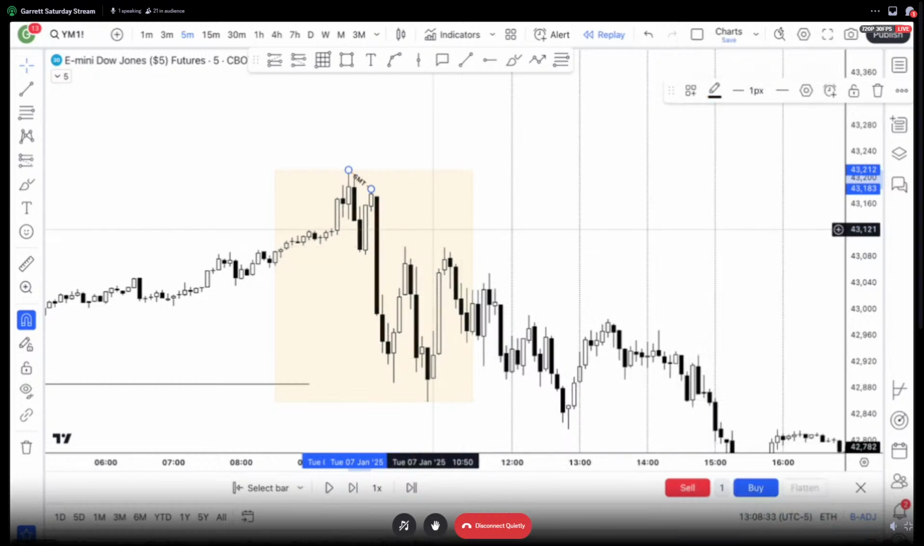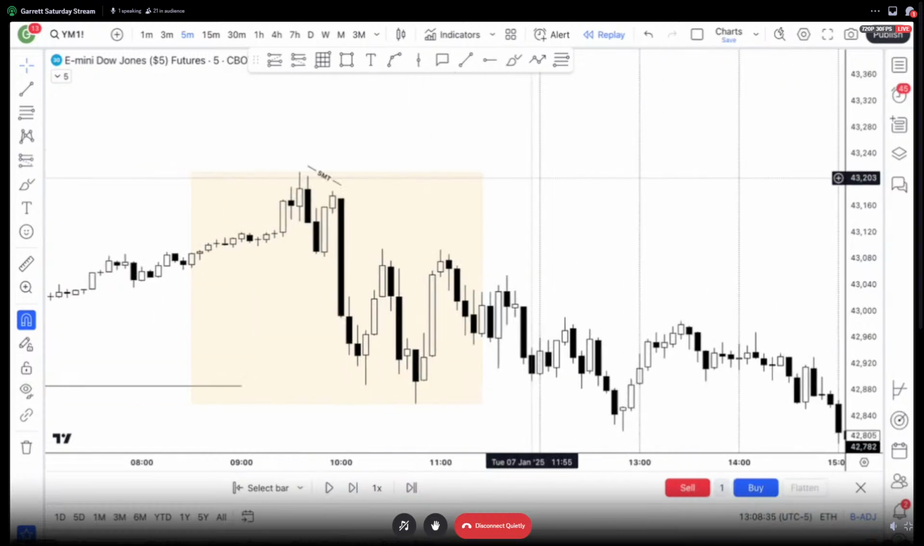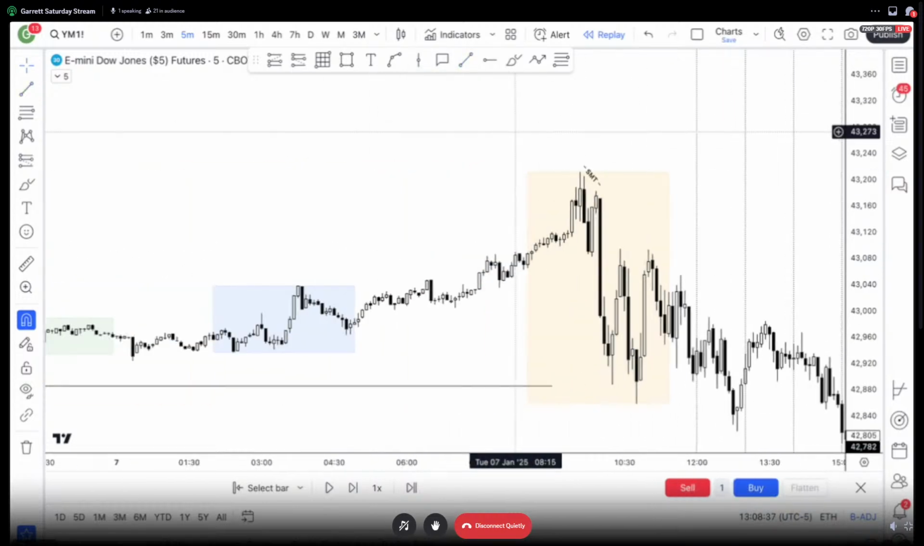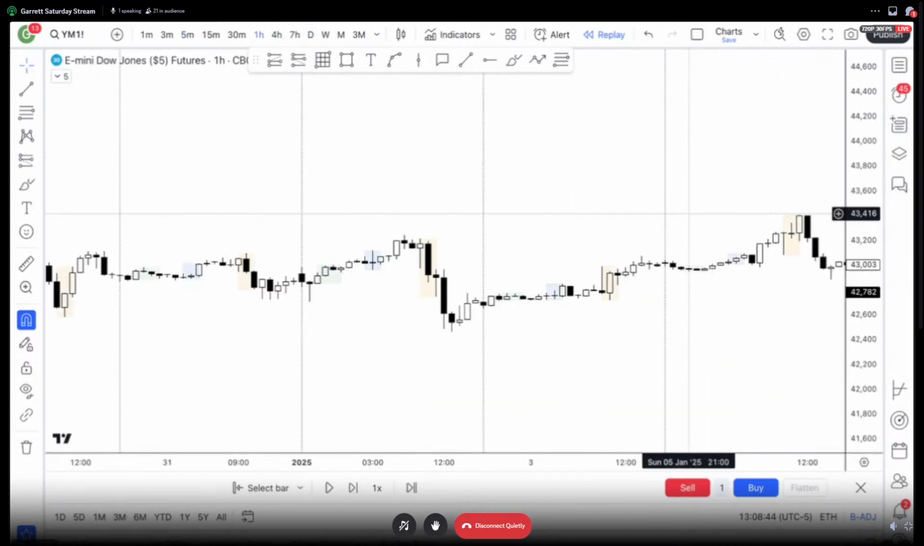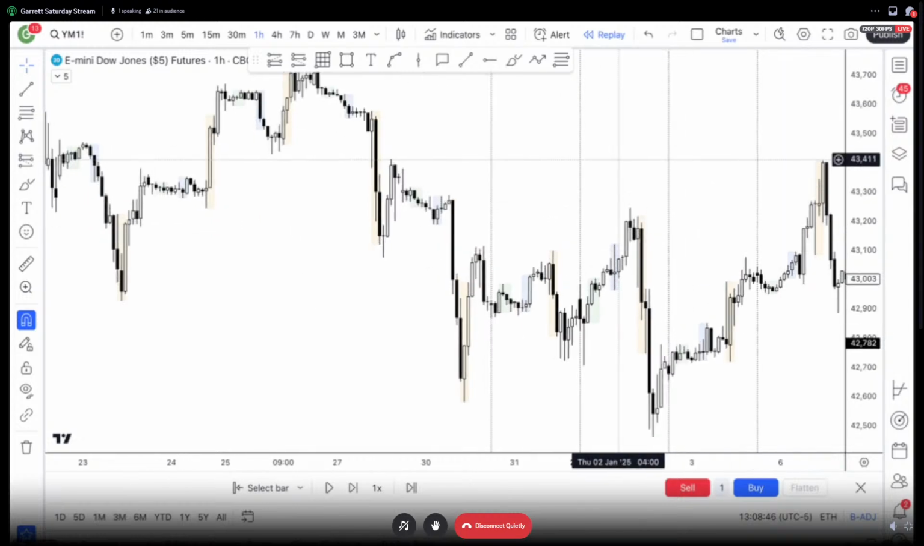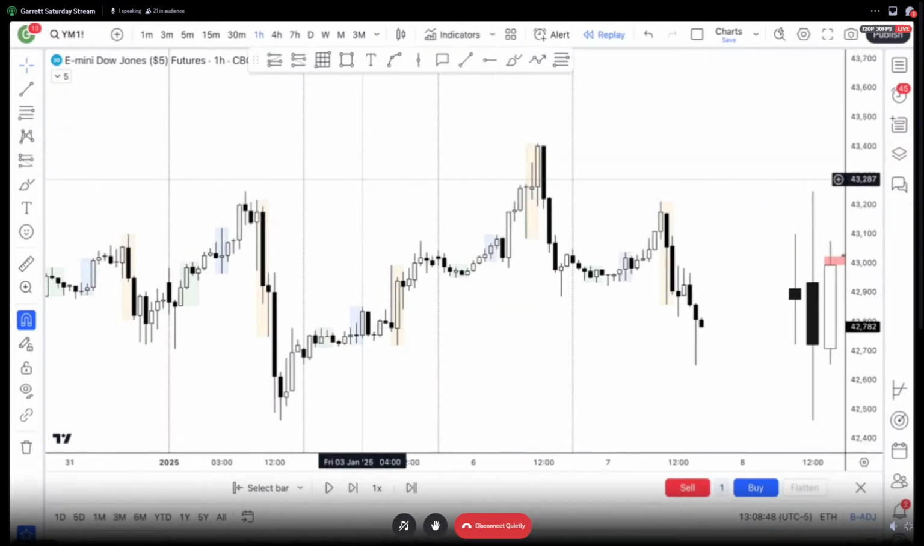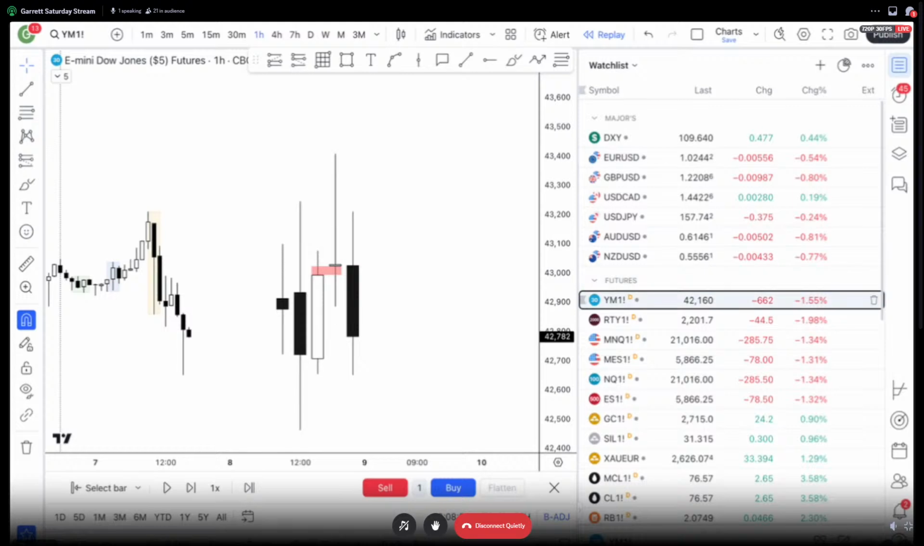So I always want to see SMT at some reversal point. Does that kind of make sense? So if I look within an hourly low or high, some sweep. Let's try to find one.